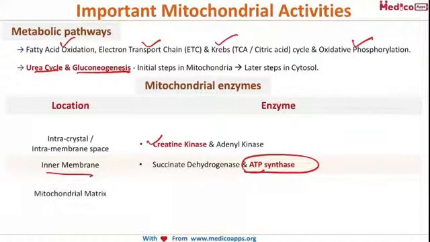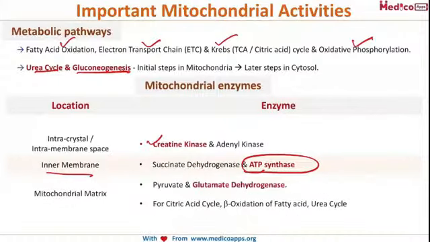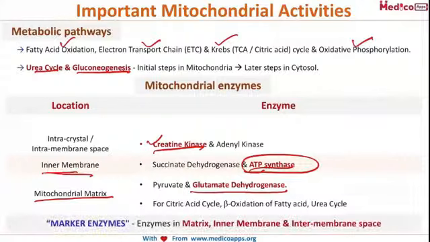Now the mitochondrial matrix has pyruvate and glutamate dehydrogenase and also enzymes required for citric acid cycle, beta oxidation of fatty acids and the urea cycle. All of these are present in mitochondrial matrix. The important ones that you have to remember here are the intermembrane space has creatine kinase, inner membrane has ATP synthase and mitochondrial matrix has glutamate dehydrogenase. Kindly try to memorize at least these three, right. So, the marker enzymes for mitochondria are the enzymes which are present in the matrix, the inner membrane as well as the intermembrane space.